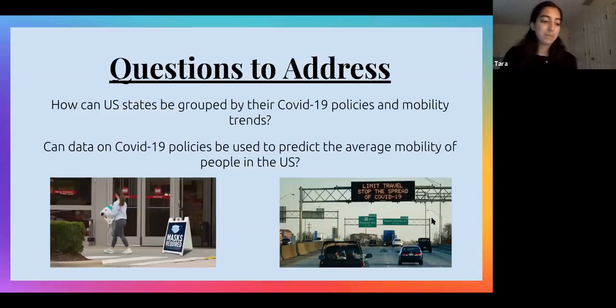So throughout the pandemic, people's mobility data has been important to lawmakers and business owners because analyzing mobility data helps these people predict the spread of COVID cases, determine the economic effects of COVID and lockdowns, and predict sales and the number of customers for a business. So in this project, I used US mobility data from over the course of the pandemic, as well as US data on COVID-related policies to answer the questions: how can US states be grouped by their COVID-19 policies and mobility trends? And can data on coronavirus policies be used to predict the average mobility of people in the US?